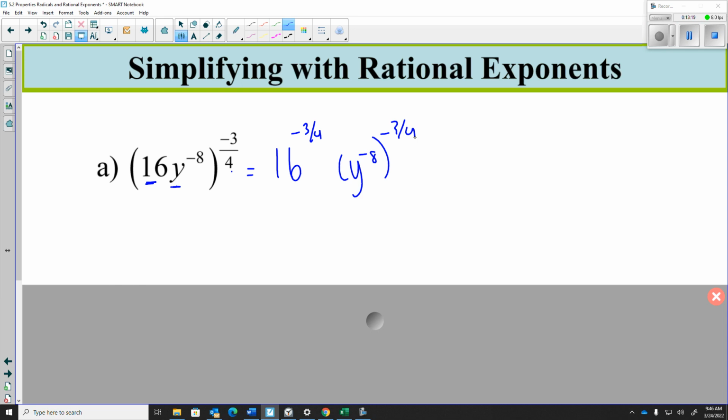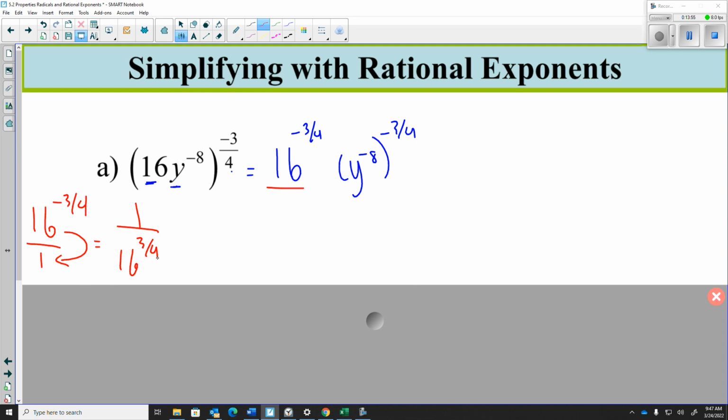All right, so now I have 2 individual pieces. I'm going to look at them one at a time. I'll maximize the space of my board right here. Let's look at this one: 16 to the negative 3/4 power. Well, that's a negative exponent, right? What do negative exponents do? Bad. By bad, do you mean flip? Yes. They flip: 1 over 16 to the 3/4.